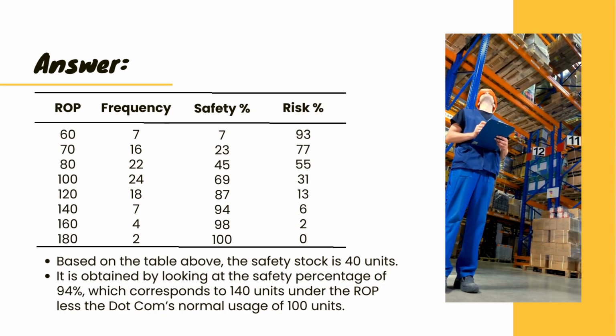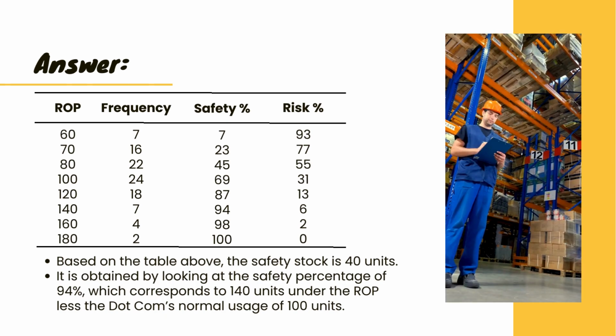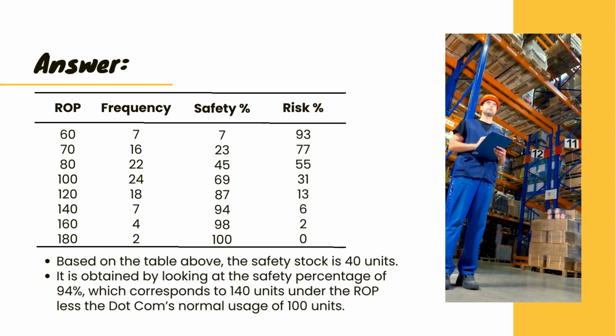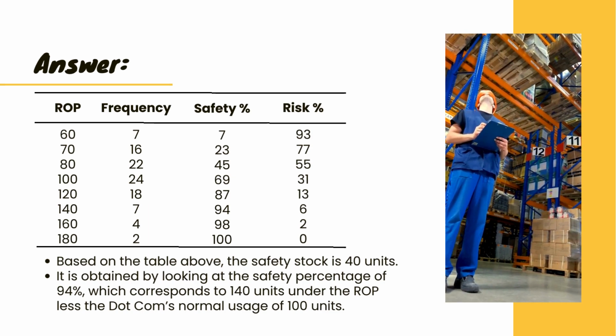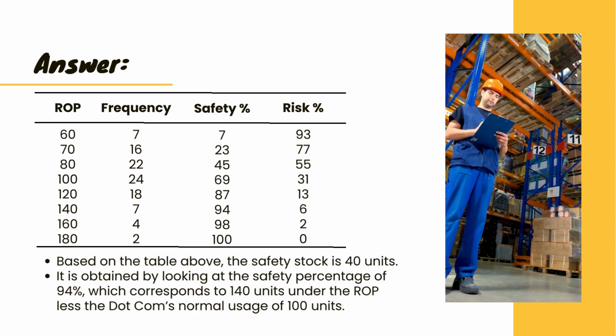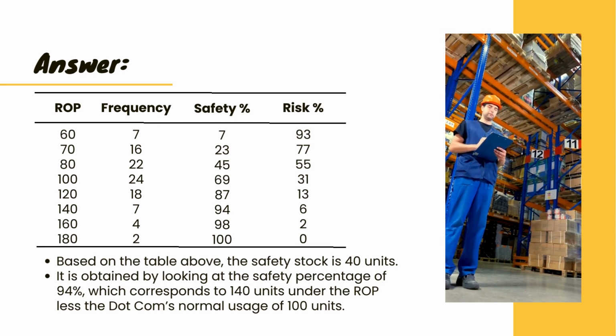So, ganun lang yung gagawin natin para makuha natin safety percent. So, para sa next, naging 45 siya kasi 16 plus 23 plus 22 equals 45. Next is 45 plus 24 naging 69 and so on. Sa dulo, 100% na kasi 98 plus 2 equals 100.